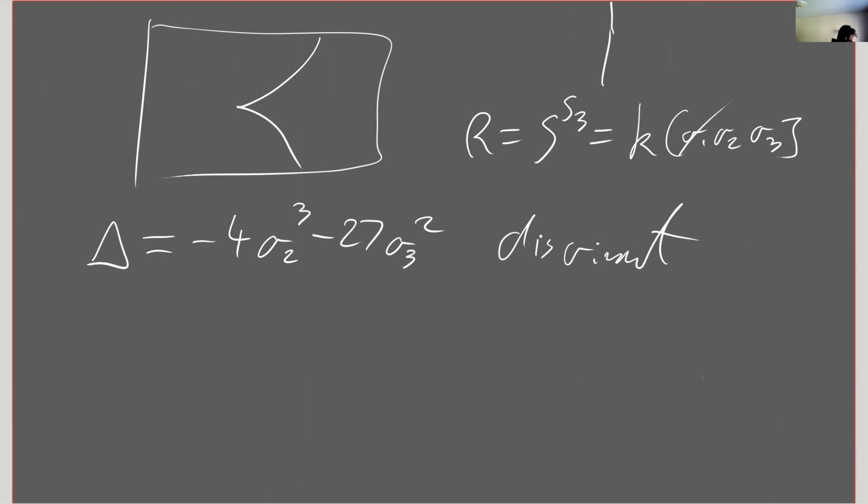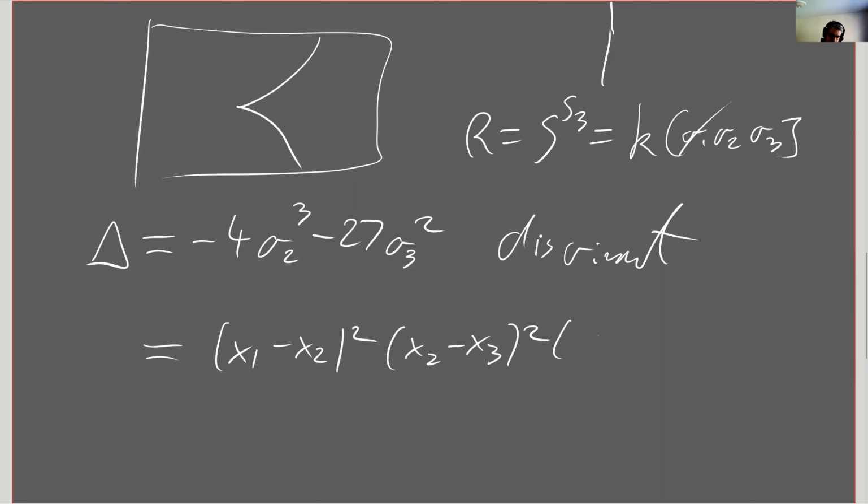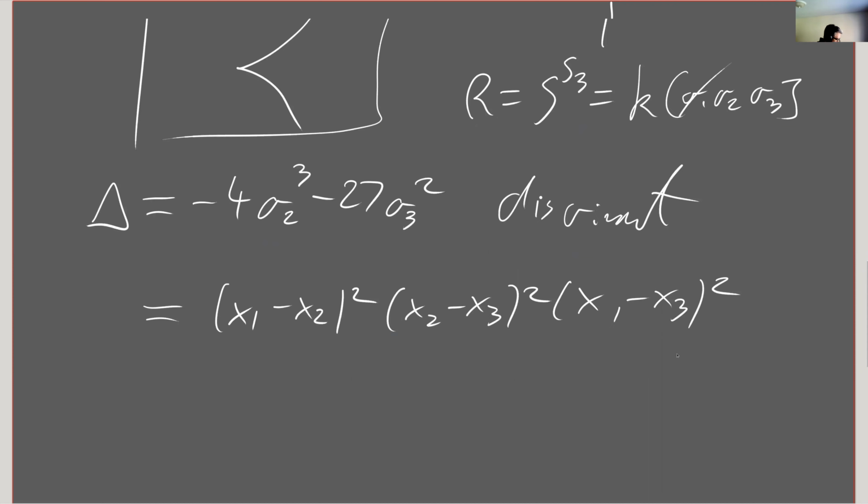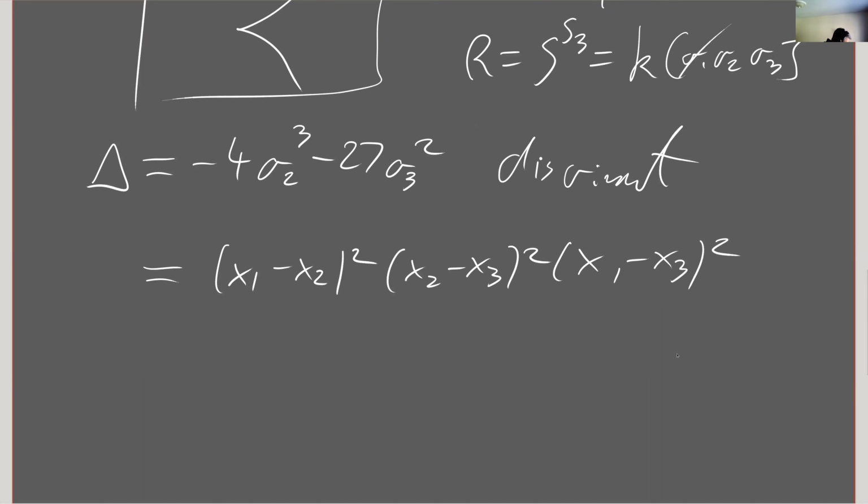This is also equal to (x1 minus x2) squared, (x2 minus x3) squared, and (x1 minus x3) squared. Okay, so there's a direct relation in terms of these relations. And this just follows, well, this follows from many things. All right, so that's basically what I want to say, just to introduce discriminants in a very simple way.